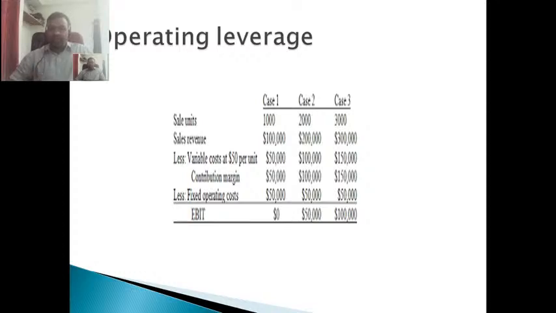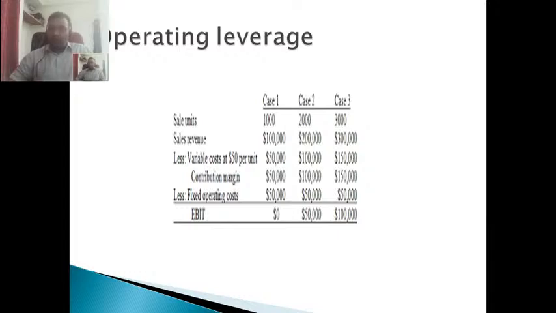In the first case, the variable cost is per idli you are spending 50 rupees. Okay, let's go by that same example. So for 1000 idlis you need 50,000 rupees. For 2000 idlis you need 1 lakh rupees. For 3000 idlis you need 1 lakh 50,000 rupees. So in the first year, with the 1,000 idlis you have made a zero profit. You made a zero profit means that is a break-even point. Break-even point means there is no profit, there is no loss.